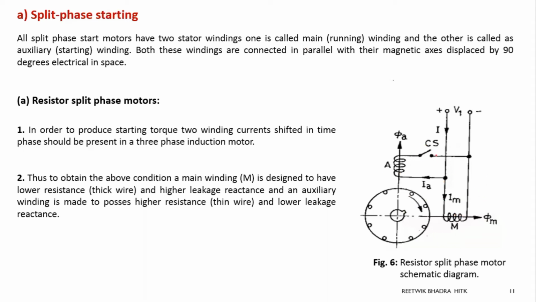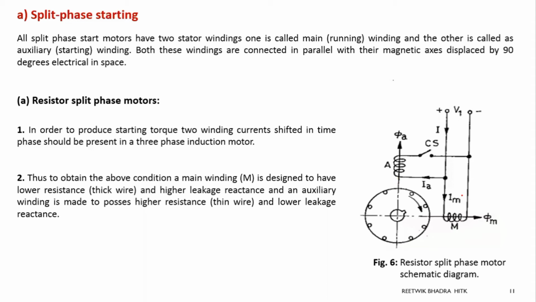Why? Because in normal running condition, the main winding is always there in the circuit. There's a switch over here, a centrifugal switch. If you open this switch, the auxiliary winding will be off. So why is this auxiliary winding connected in the circuit? Just now I told you, it is to split the single phase into two phases and create a rotating magnetic field. Why is the rotating magnetic field needed? Because to create a starting torque.